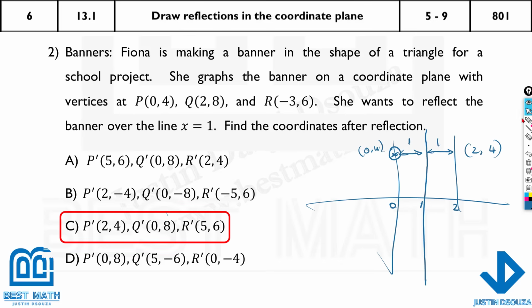Now, if at all there are 2 options, then what about the next one? (2, 8). Let me do that. x is 2 over here, and 8 somewhere up over here. So we are reflecting along this line, right?